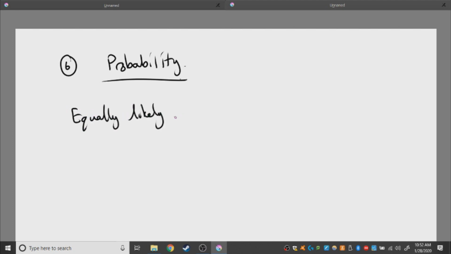Over 6 is all about probability. Now, probability is a very deep and complicated concept. Of course, we don't care about that much. It's just going to be the very first little bit, and that is when we have what we call equally likely outcomes.